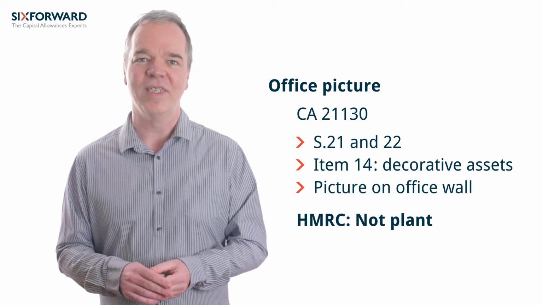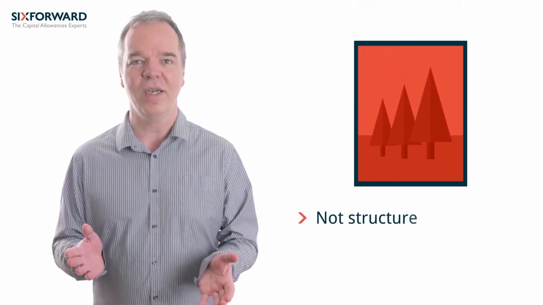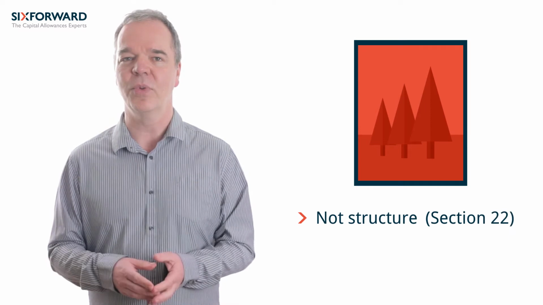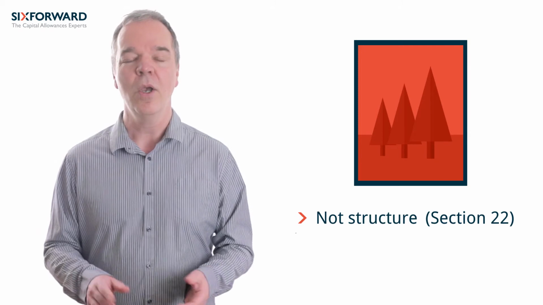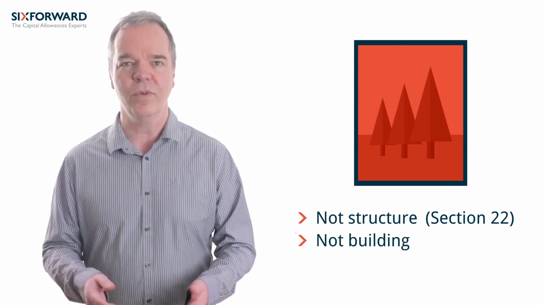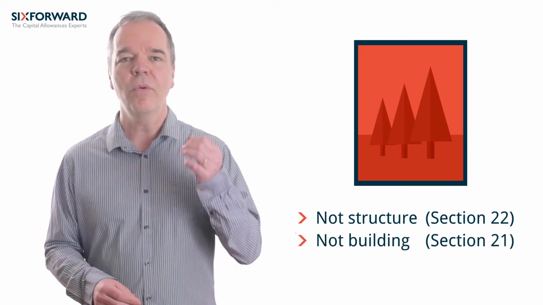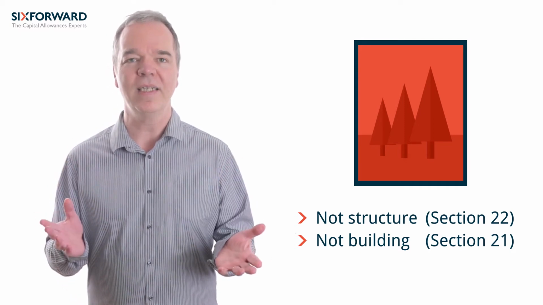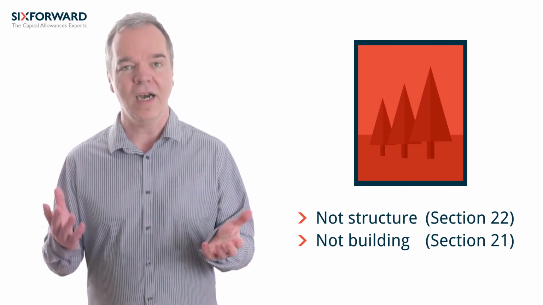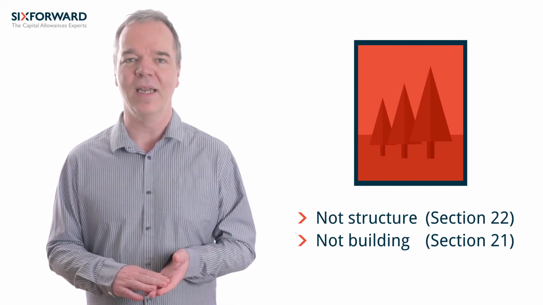The relieving provisions of Section 23 are only needed if the asset in question forms part of the premises in the first place. The picture hanging on the accountant's wall is clearly not a structure and is therefore not caught by Section 22. Nor is a picture within List A at Section 21, which includes such items as walls, floors and main services. So it will only be caught by Section 21 if the picture is incorporated in the building, or of a kind normally incorporated in a building.